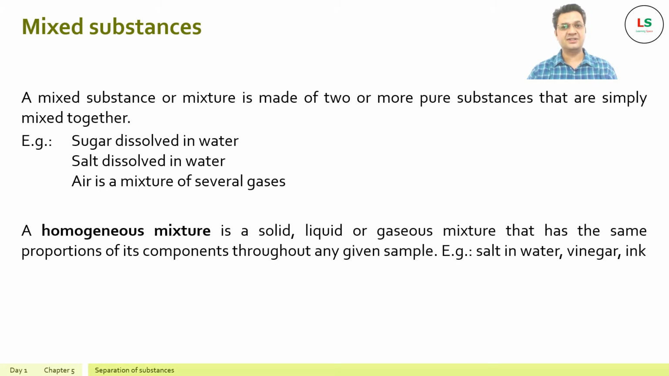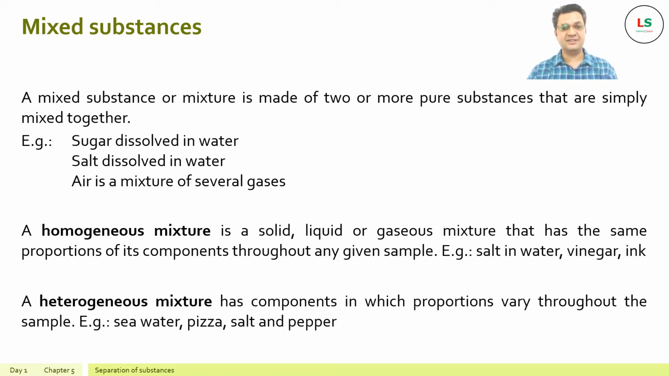A homogeneous mixture is a solid, liquid or gaseous mixture that has the same proportions of its components throughout any given sample. Example, salt in water, vinegar and ink. Whereas a heterogeneous mixture has components in which proportions vary throughout the sample. Example, seawater, pizza, salt and pepper.